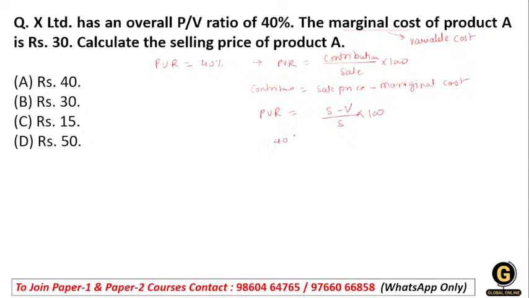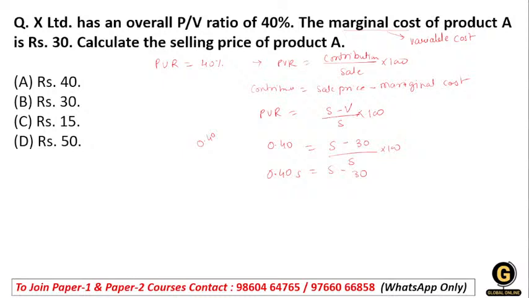So the PV ratio we know is 40%. I can write 40% as 0.40, because the percentage is given, so I am writing 0.40 over here. Then we don't know the sales, but we know the variable cost, so the variable cost is 30, and then you have to divide by sales. So now the next thing you have to do is multiply; this will be a multiplication on your left side. So this is 0.40 S equals S minus 30.